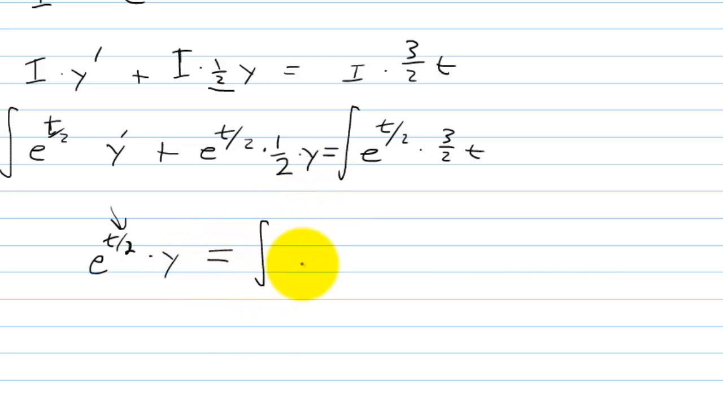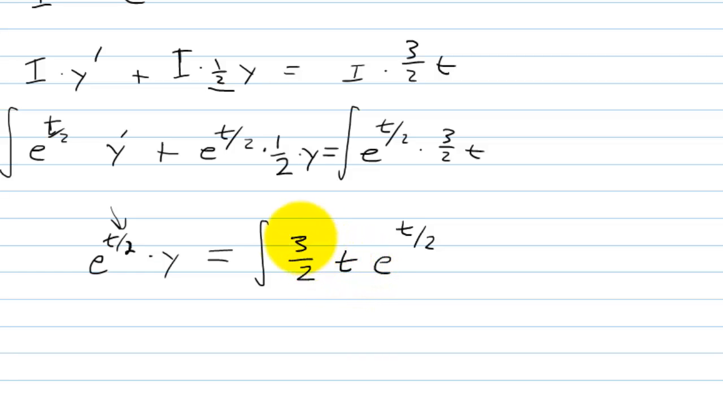So we're saying the integral of 3/2 t e to the t divided by 2. So again, I'm going to use tabular integration. You don't have to, you can use integration by parts. I just find tabular integration a bit quicker and neater.